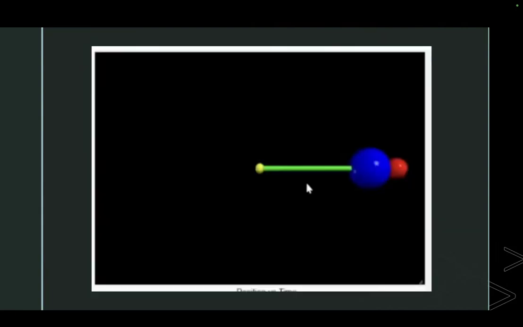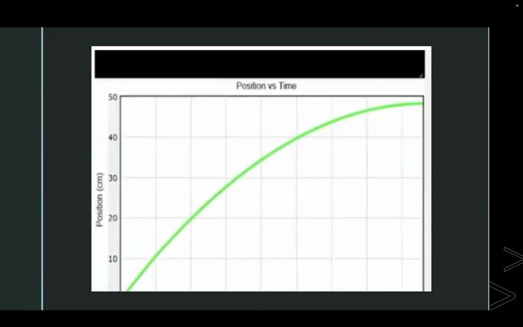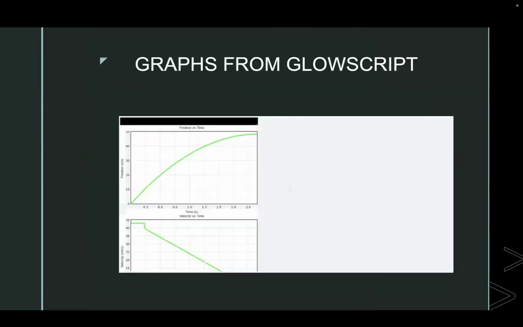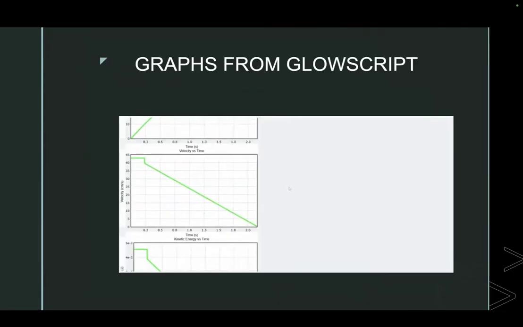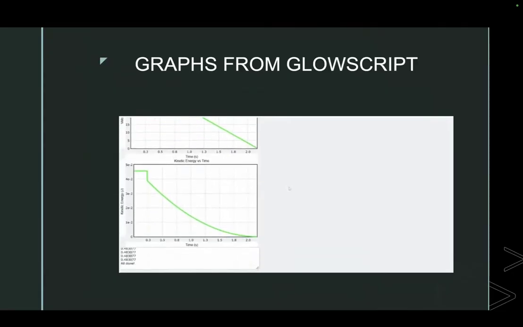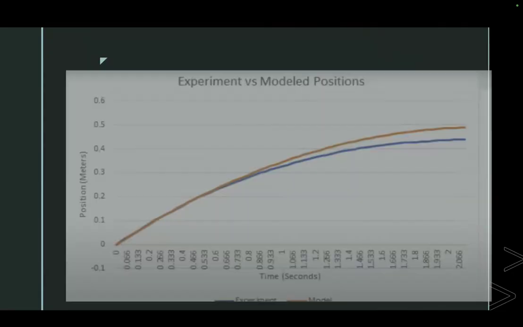This is my result from my GlowScript code. As you can see from this recording, this is my graph of position versus time, and what was above was my video. So these are my graphs from GlowScript. You can see the position versus time graph, the velocity versus time graph, and the kinetic energy versus time graph.